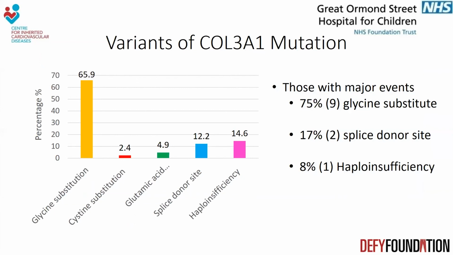The graph on the left shows the variants of COL3A1 gene mutation in our cohort. Overall, glycine substitution is the commonest variant, followed by haploinsufficiency and splice donor sites. Other amino acid substitutions are rare. Of those with major events, 75% of the patients had glycine substitution, 17% had splice donor site, and 8% had haploinsufficiency variant of COL3A1 gene mutation.